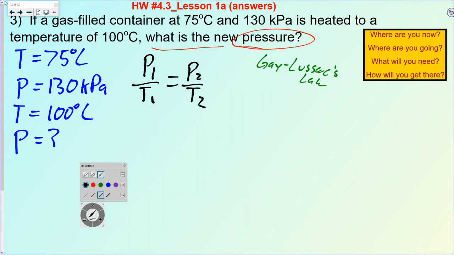Let's isolate for our variable before we try to solve. So we need to get, which one is it? We haven't figured out which one is T1 or T2 or P1 or P2. So we've got to read the question and figure it out. The new pressure is what's going to result from heating it up. We're going to start at a lower temperature and then we're going to heat it. So low temperature to high, 75 to 100. So 75 is going to be 1, 100 is going to be 2.